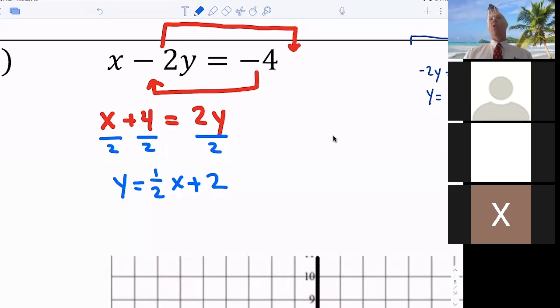Right. I'd prefer you say you go up 2, plot a point. From that point, you go up 1 to the right 2, draw the line. That's what I'm hoping you can say.